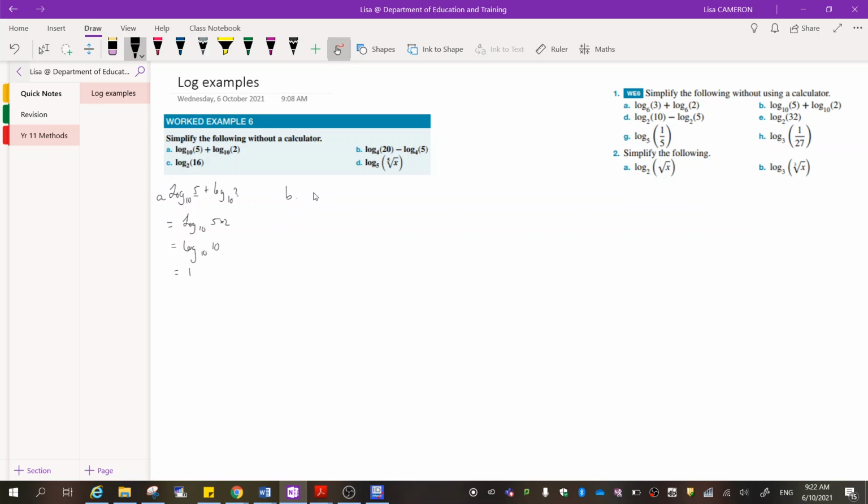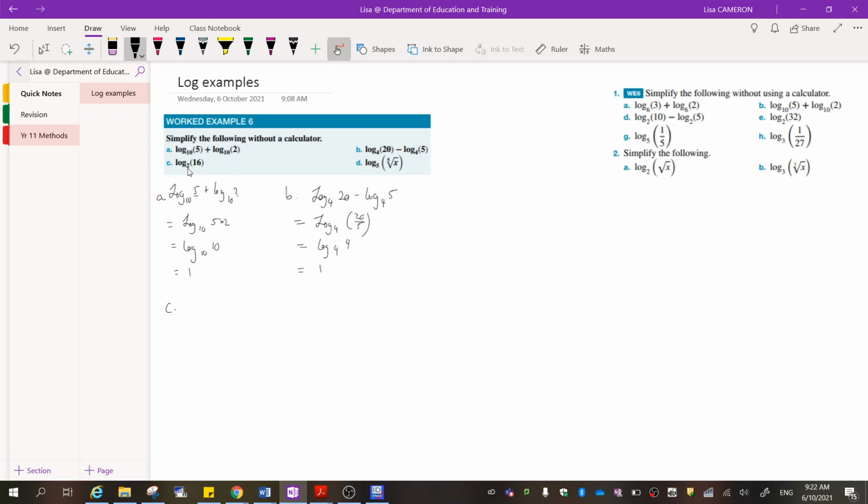B, log 4, 20 minus log 4, 5. These are minusing, which means that I'm going to divide these two numbers. Log 4, 20 divided by 5, which will give me log 4, 4, which is going to give me 1 again. Okay, next one, C.